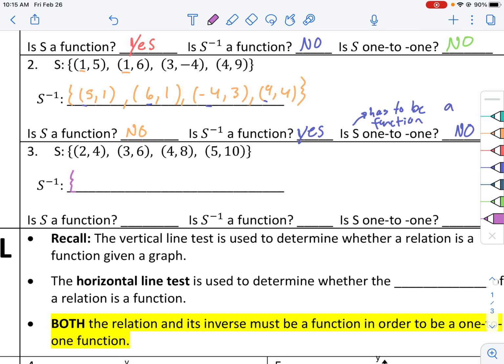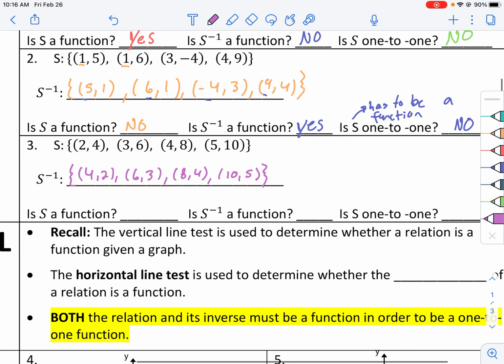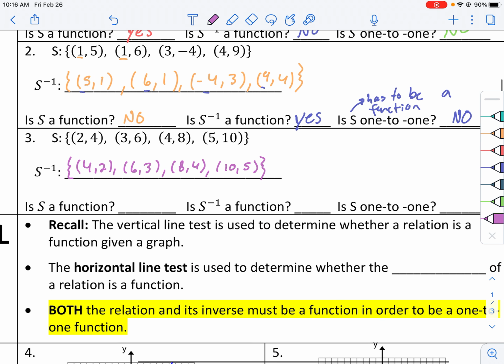All right, next one. Again, just swapping the x's and the y's. So we have 4, comma 2, 6, comma 3, 8, comma 4, and 10, comma 5. That's how you make an inverse. You literally just swap the x's and y's, that's all. This is for a relation like this. It's also going to be the same thing for our functions. If you see a graph of a function, you just swap the x's and y's, and that's how you graph the inverse.